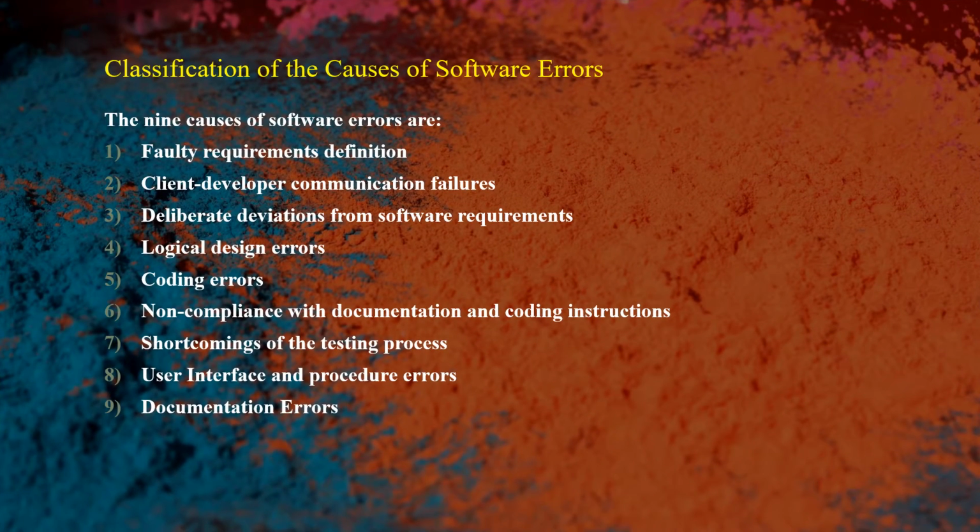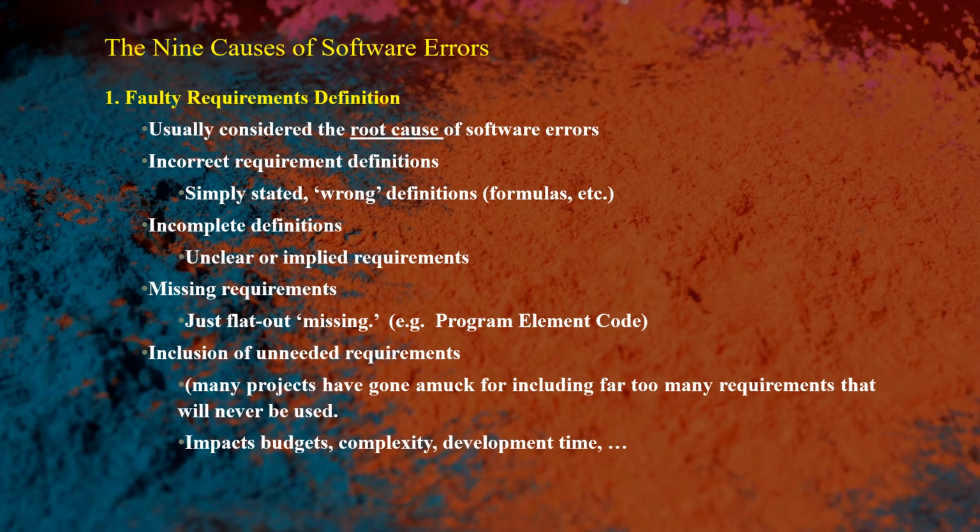Classification of the causes of software errors. The 9 causes of software errors are: first, faulty requirements definition. Second, client-developer communication failures. Third, deliberate deviation from software requirement. The fourth, logical design errors. And the fifth, coding errors. 6, non-compliance with documentation and coding instructions. 7, shortcomings of the testing process. 8, user interface and procedure errors. 9, documentation errors.